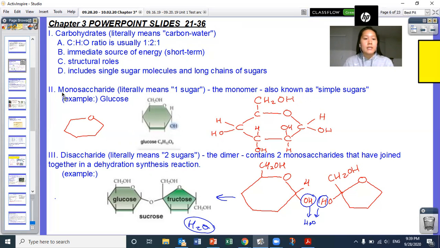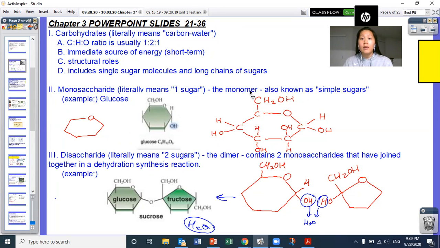Again, the name for a monomer in carbohydrates is monosaccharide, which literally means one sugar. Mono means one, saccharide means sugar. And the monomers are also just called simple sugars because they're quick and easy to break down.